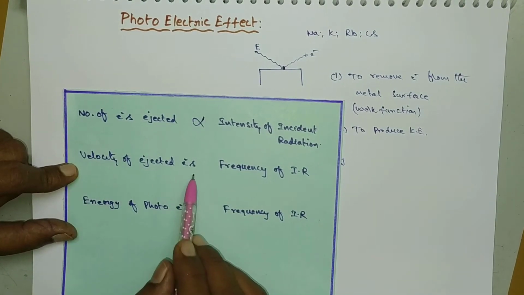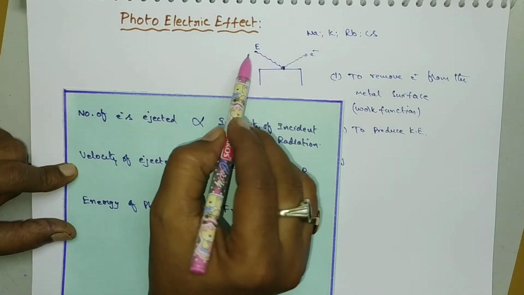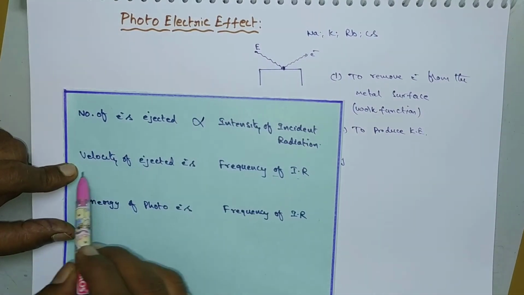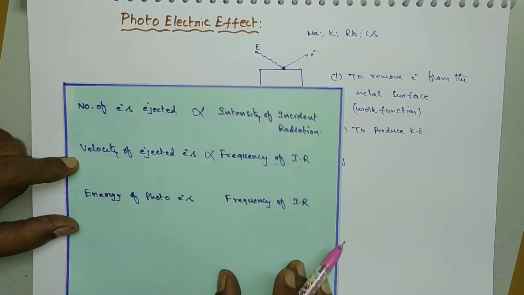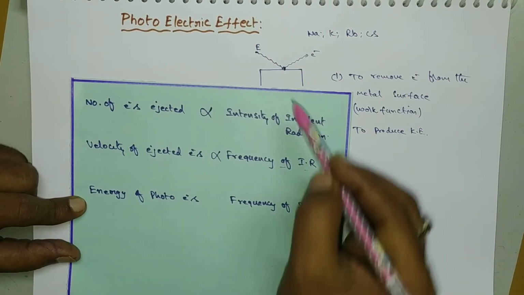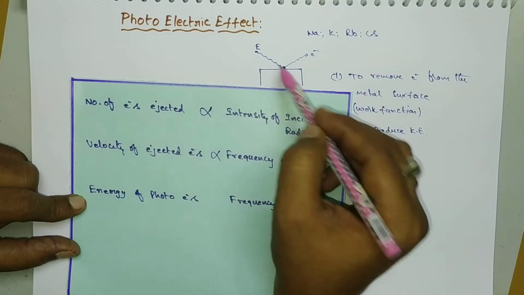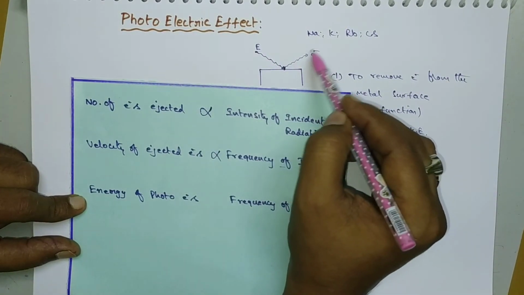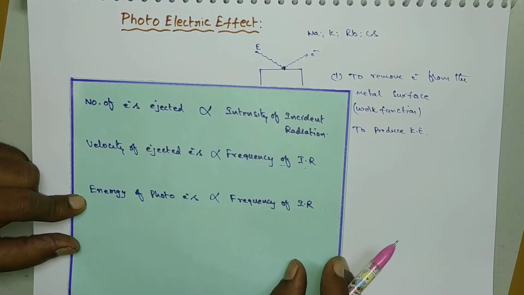And the velocity of the ejected electrons also depends upon the frequency. As the frequency of incident radiation increases, the velocity of ejected electrons also increases. And as the frequency of incident radiation increases, the energy of these photoelectrons also increases. So that's why it is directly proportionate.